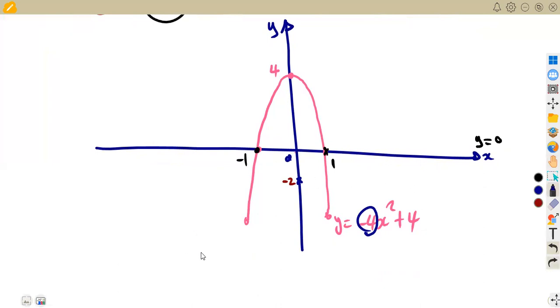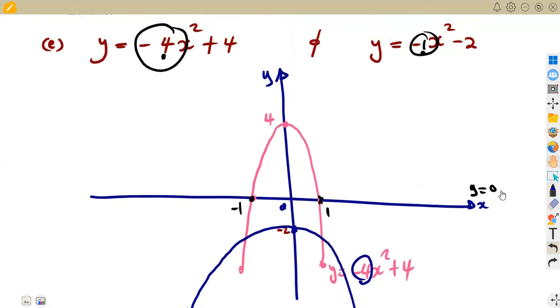Remember, it's supposed to pass at what? At -2, a little bit wide open than this one. Okay, so this one does not have the x-intercept. It just passes through the y value at what? At -2, since it has shifted downwards.